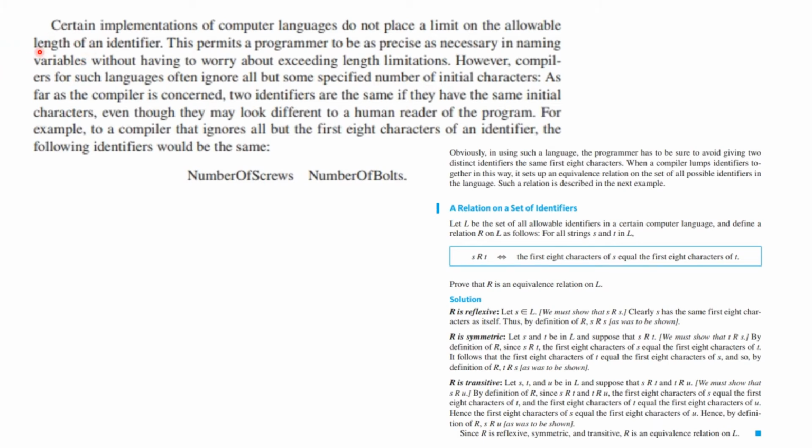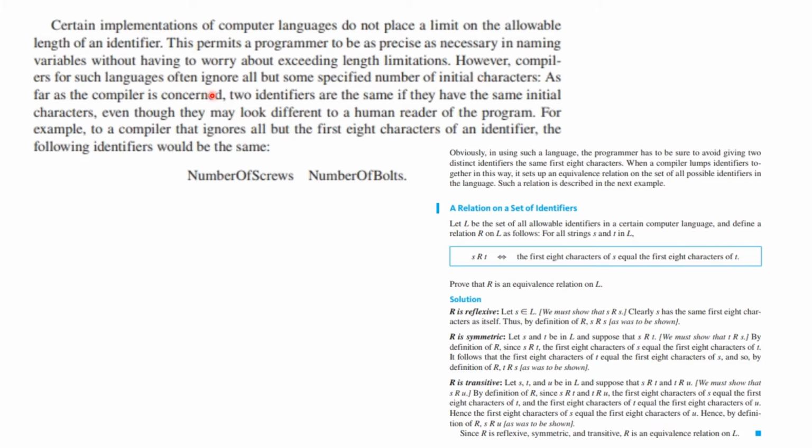We'll return to that example in a bit. Now, certain implementations of computer languages do not place a limit on the allowable length of an identifier. That means the student, or the programmer, whenever they're programming, can use variable names of arbitrary lengths. This permits a programmer to be as precise as necessary in naming variables without having to worry about exceeding length limitations. I actually think COBOL works this way.